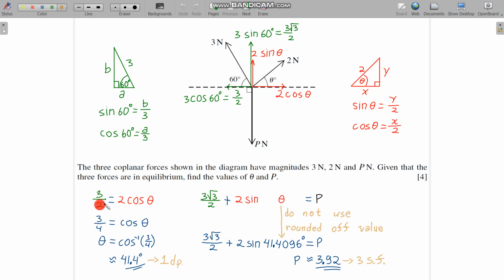Total force to the left equals total force to the right. You can find the theta. Total force upwards equals total force downwards. We have the theta already, substitute, and we can get the P.